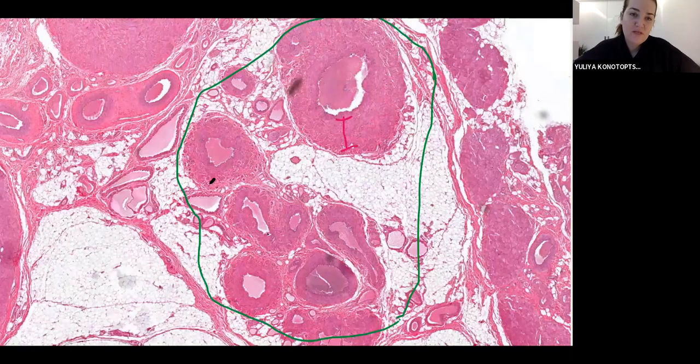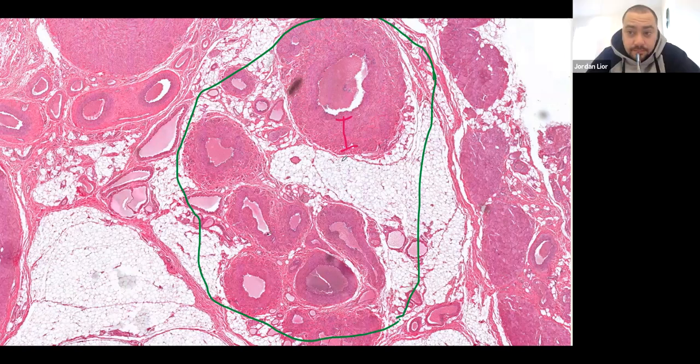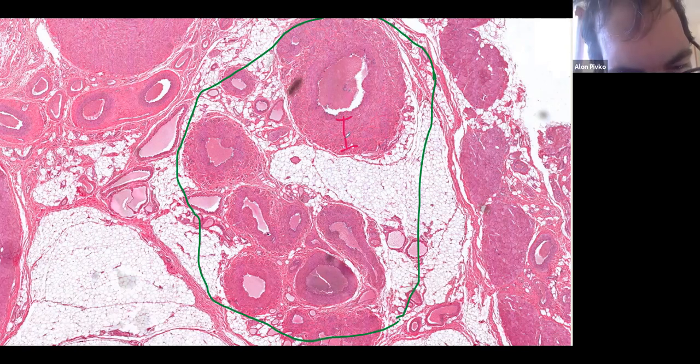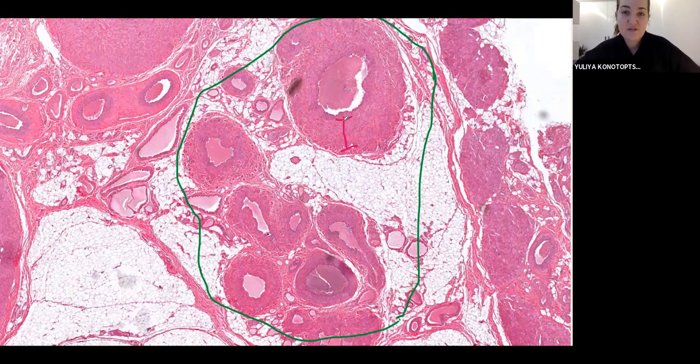So here you go. These are veins. So these are pampiniform venous plexus. So does it look like a vein? Not really. The wall is very thick. Agree with me? Yes. So this is not your typical vein. I wouldn't have called it a vein. Yeah, that's what I'm saying. So this is very, very weird.